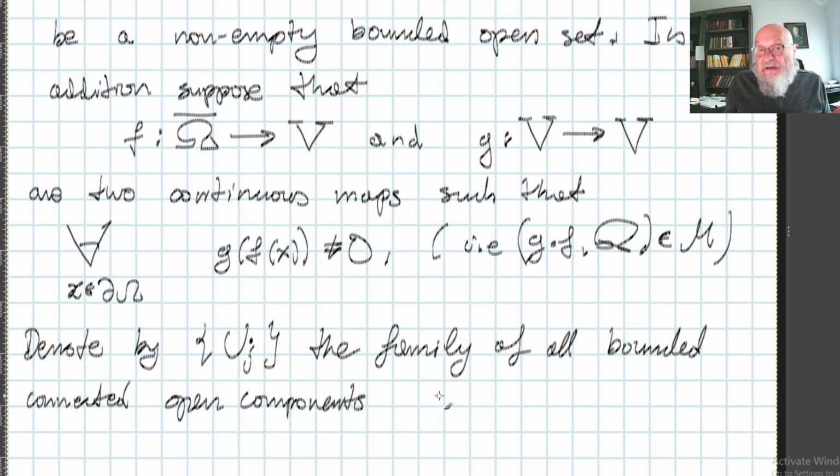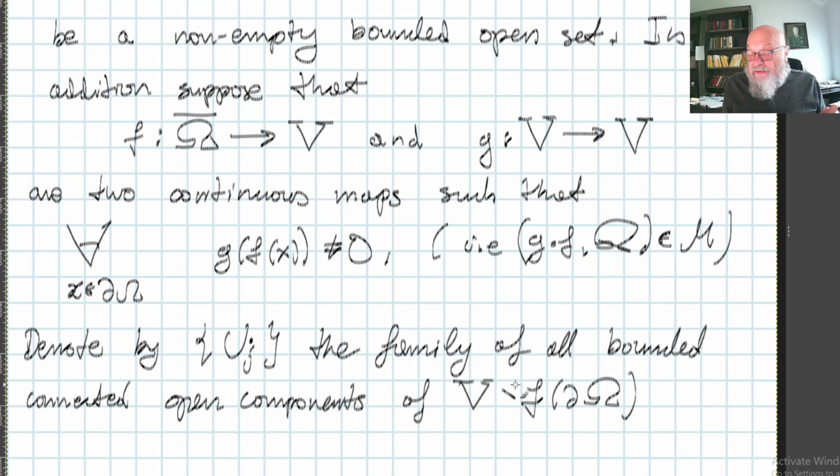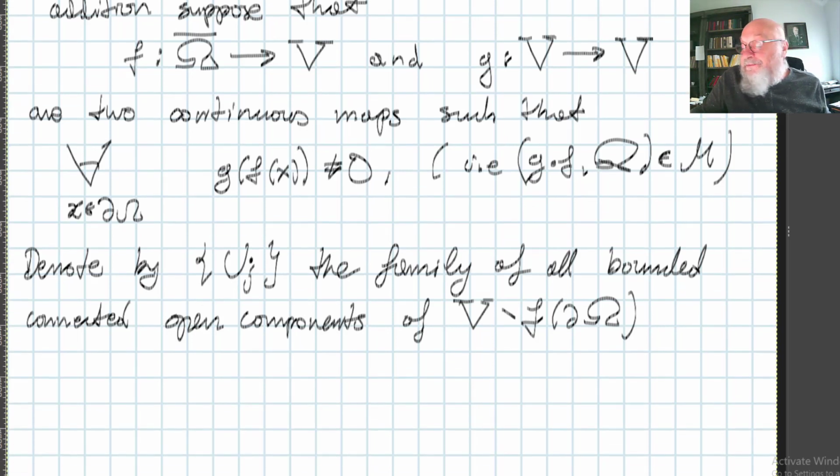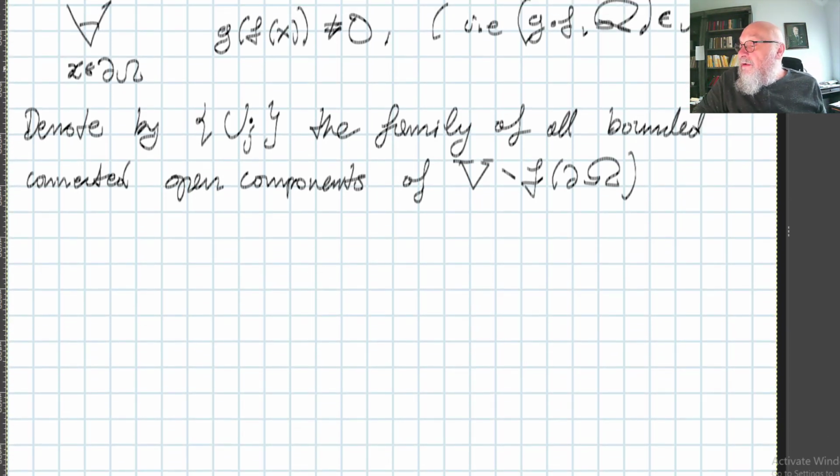means connected in such a case, because it's open, the connected parts of the set V minus F of the boundary of omega. I take the image of the boundary, which is a compact set, so that definitely is a closed set, so that is an open set. So we have it.